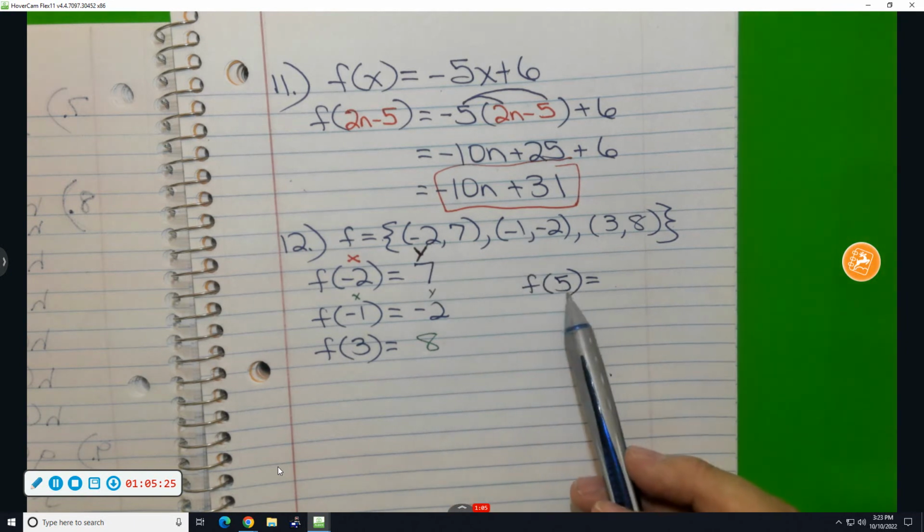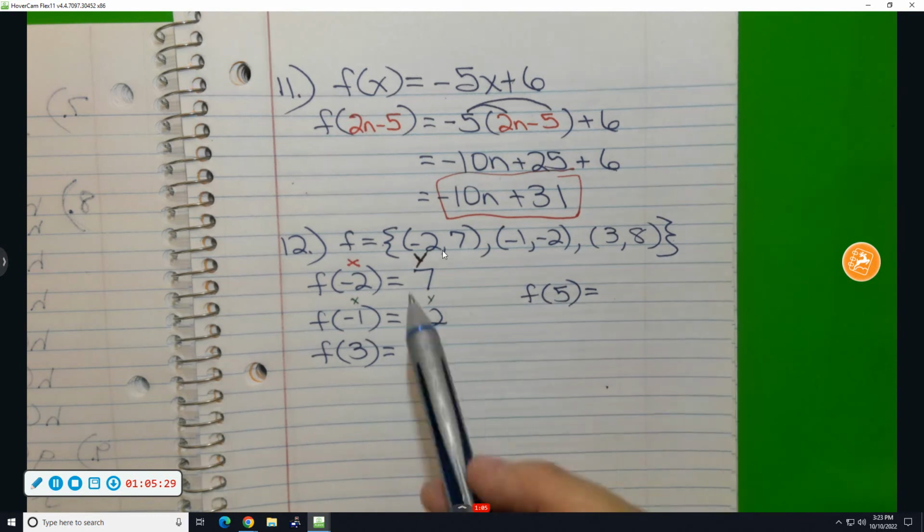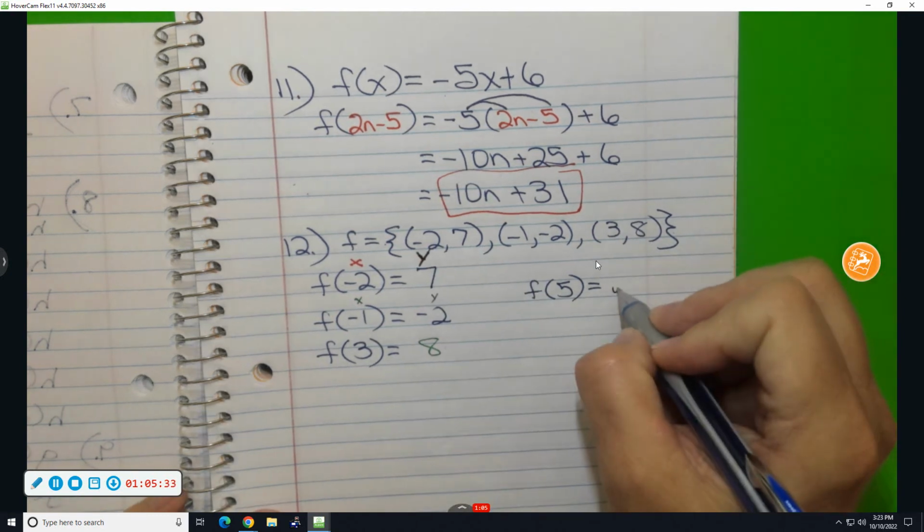Is 5 in the domain of the function? No, 5 isn't in the domain. It's not an x value. So f of 5 would be undefined.